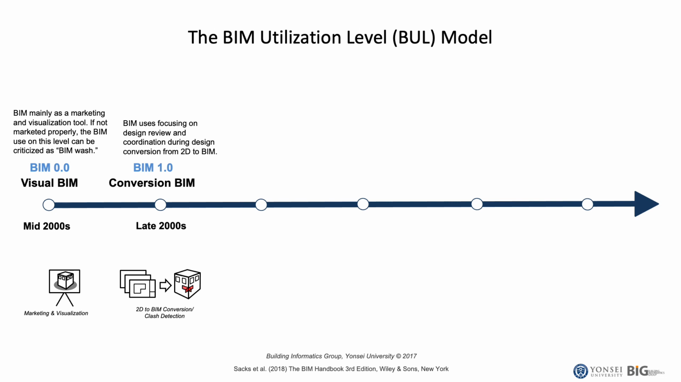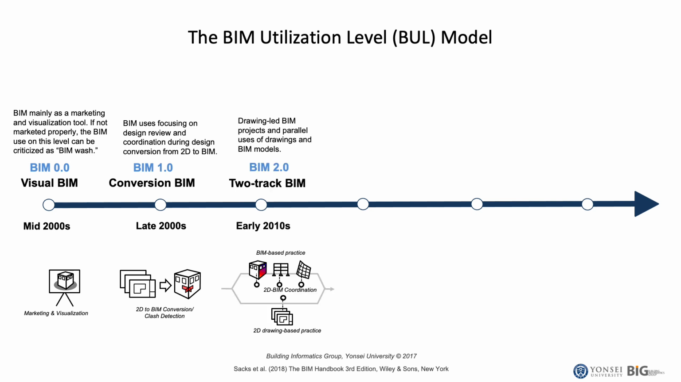Then people quickly learned a better way of using BIM and started using BIM for design review by converting 2D drawings into a BIM model. We refer to this phase as the 2D to 3D conversion BIM. People got even smarter and started using BIM and 2D drawings together. BIM for geometrically complex areas and 2D drawings for simple areas. Practitioners in South Korea refer to this phase as the 2-track BIM phase.